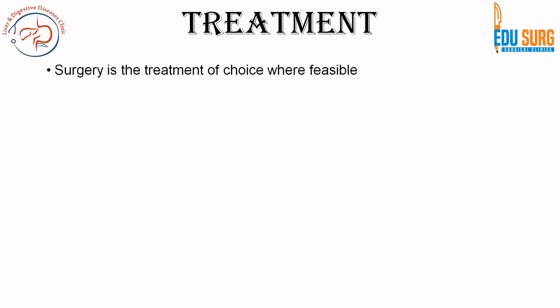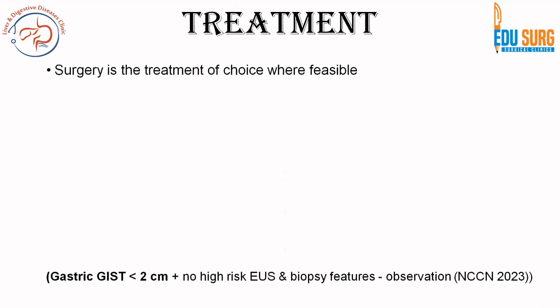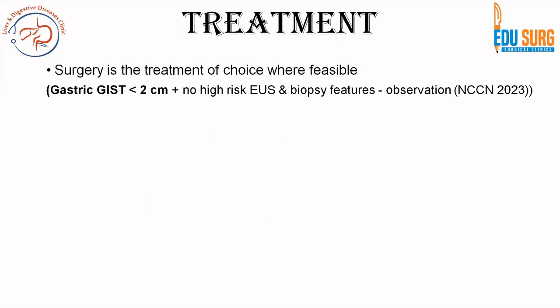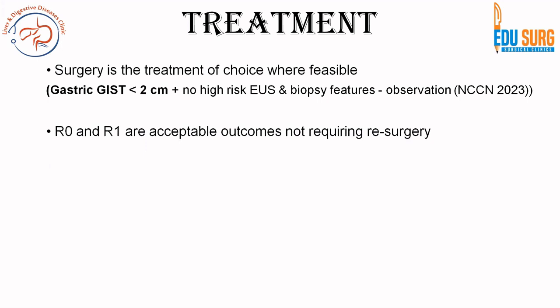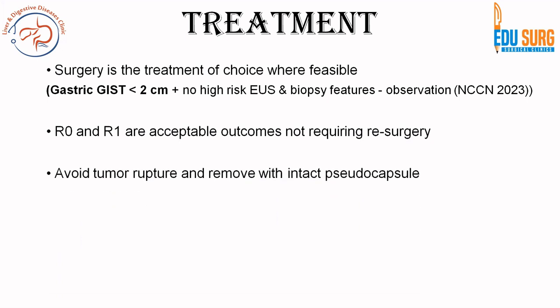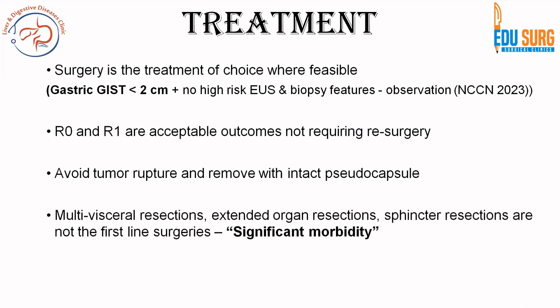So when we come to treatment, surgery is the treatment of choice where feasible. Only patients with gastric GIST less than 2 centimeter with no high-risk EUS and no high-risk biopsy features can be taken for observation. This is as per NCCN 2023. For all other patients, surgery is the treatment of choice. R0 as well as R1 are acceptable outcomes and resurgery is not required. However, a tumor rupture should be avoided and the tumor should be removed with intact pseudocapsule.